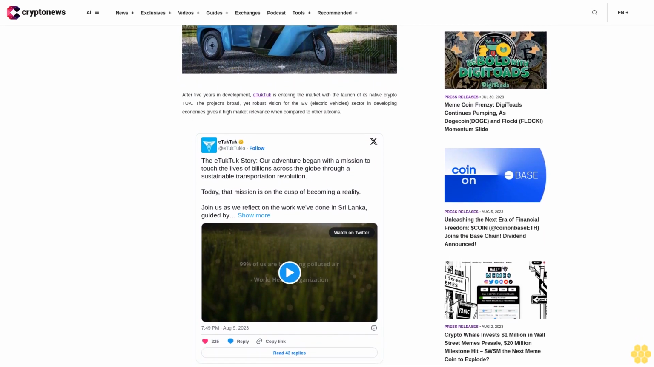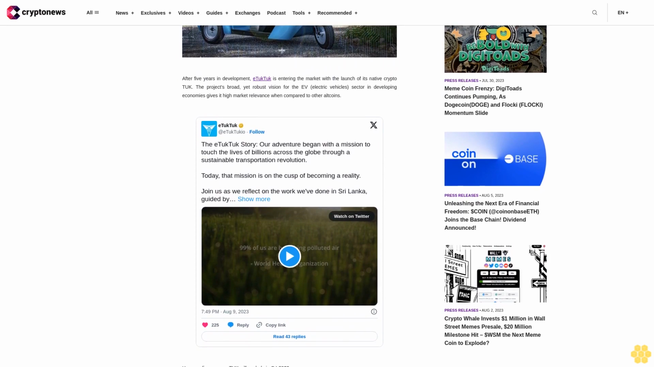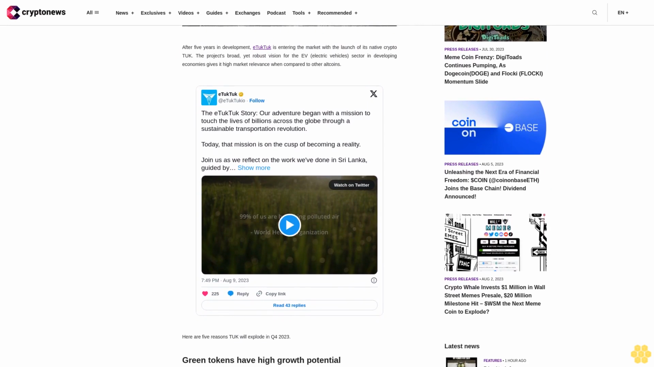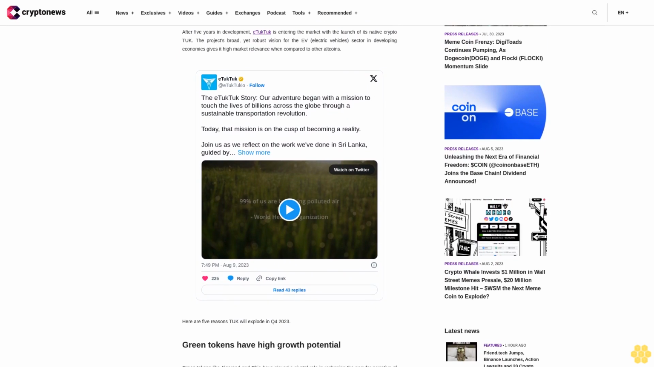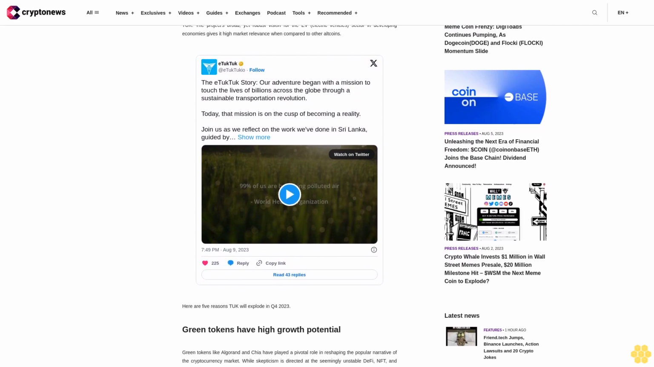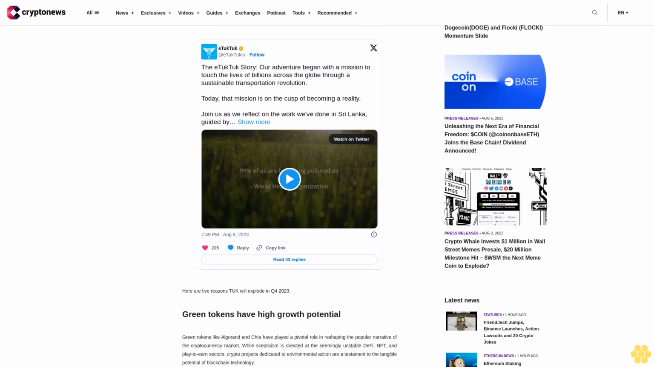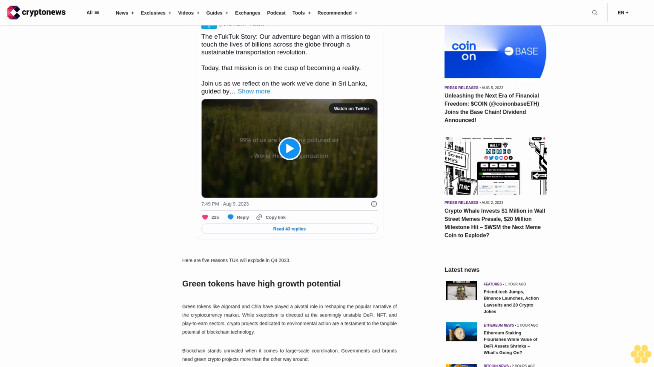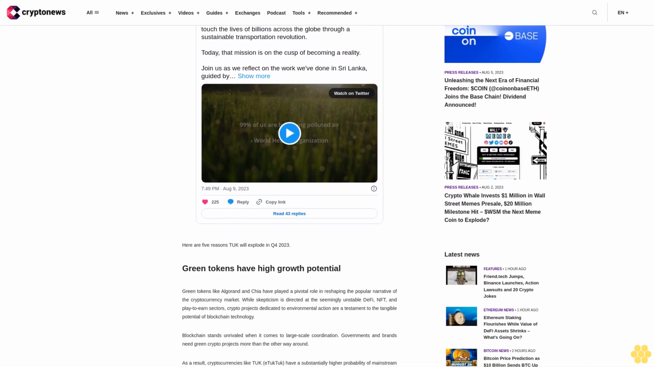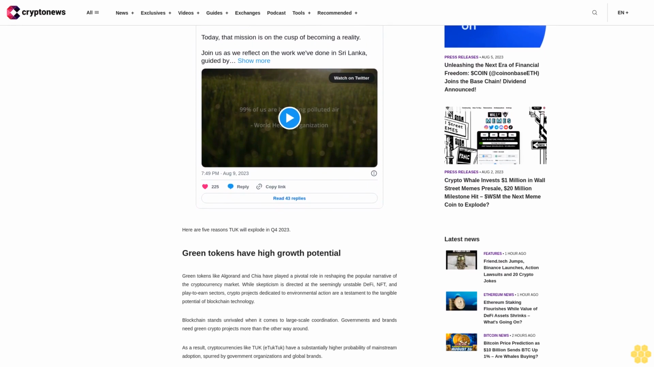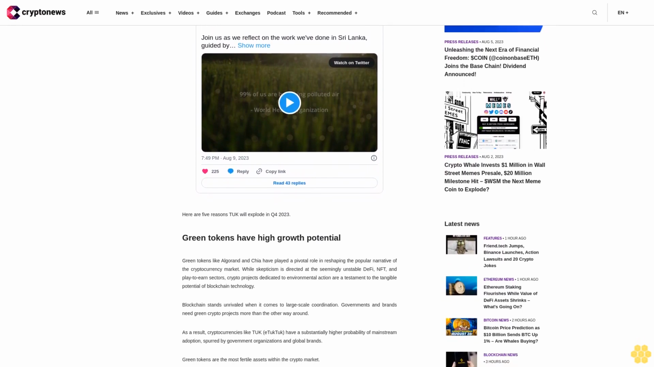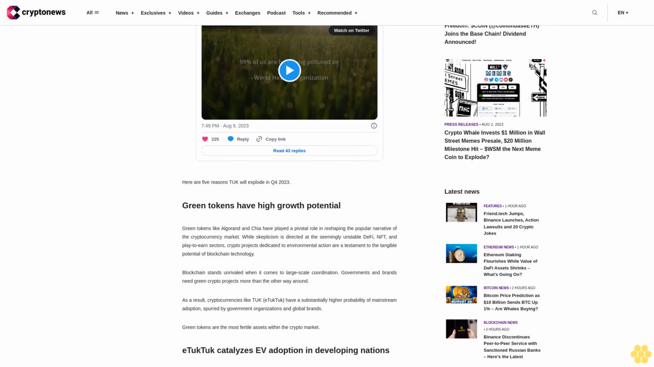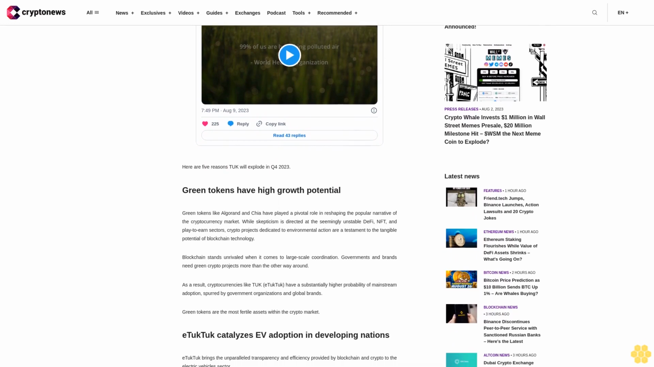Green tokens have high growth potential. Green tokens like Algorand and Chia have played a pivotal role in reshaping the popular narrative of the cryptocurrency market. While skepticism is directed at the seemingly unstable DeFi, NFT, and play-to-earn sectors, crypto projects dedicated to environmental action are a testament to the tangible potential of blockchain technology. Blockchain stands unrivaled when it comes to large-scale coordination. Governments and brands need green crypto projects more than the other way around. As a result, cryptocurrencies like TUK eTukTuk have a substantially higher probability of mainstream adoption, spurred by government organizations and global brands. Green tokens are the most fertile assets within the crypto market.